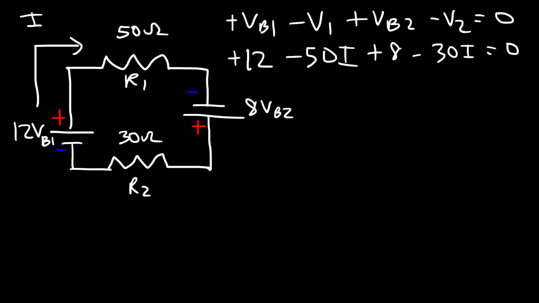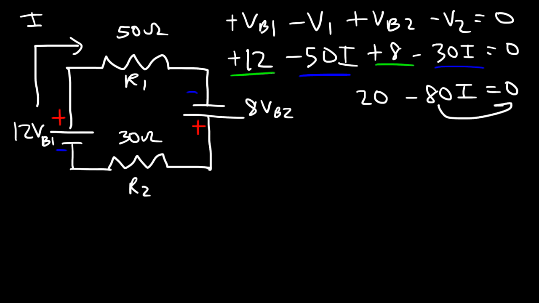Now let's combine like terms. 12 plus 8 is 20. And then negative 50I minus 30I, that's negative 80I. So moving this term to that side, we have 20 is equal to 80I. So if we divide both sides by 80, 20 divided by 80 will give us a current of 0.25 amps.